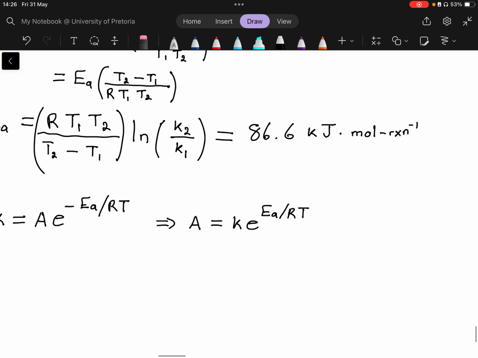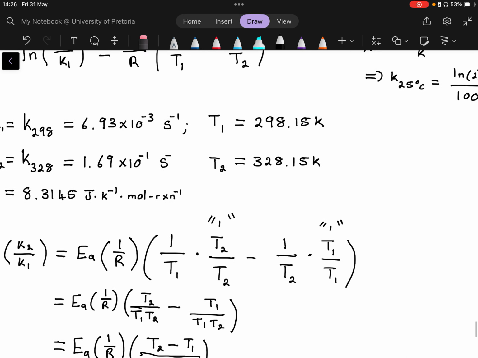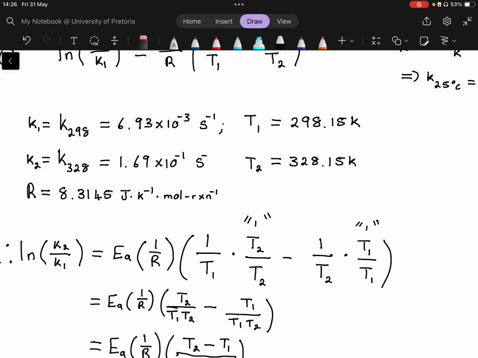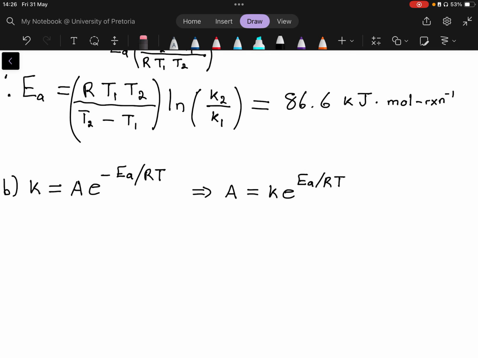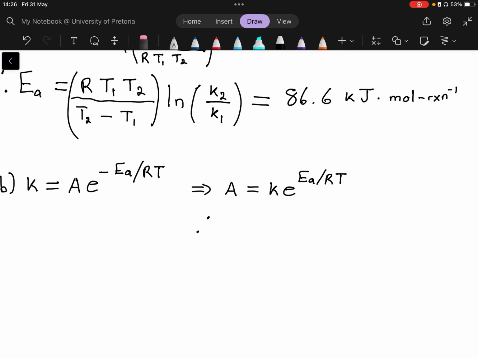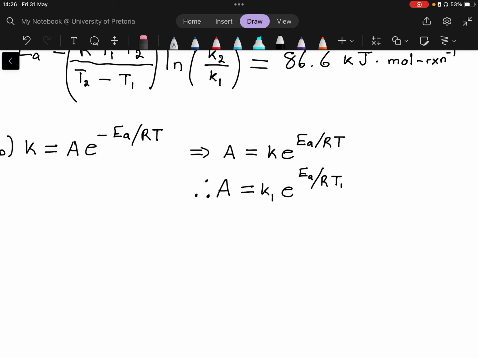And we just need to use either one of our sets of data. So if we use K1, we use T1. If we use K2, we use T2. So you can use both and check if you get the same answer. And so in this case, I'm going to use the set of data of 1. So K1 e to the power EA over R T1. We plug those values in.